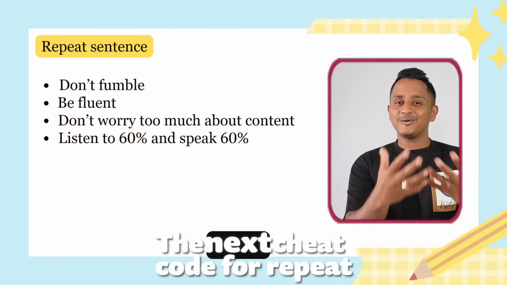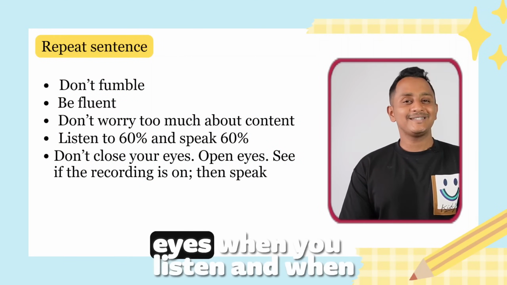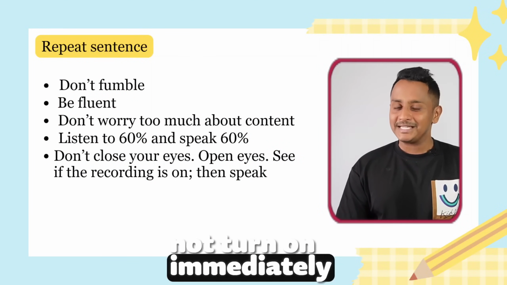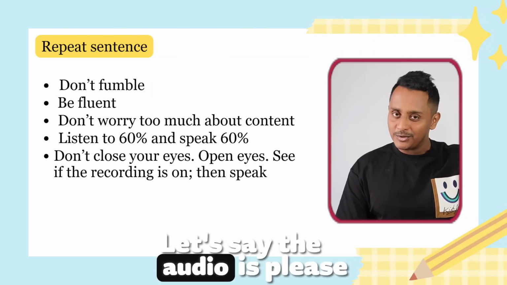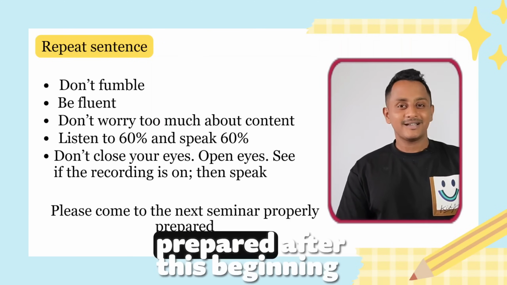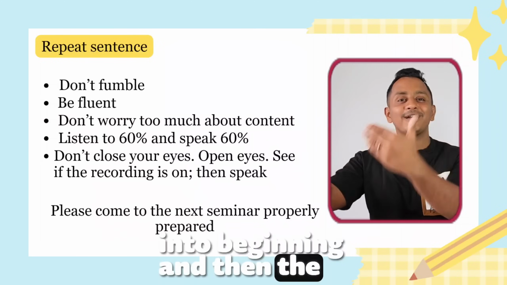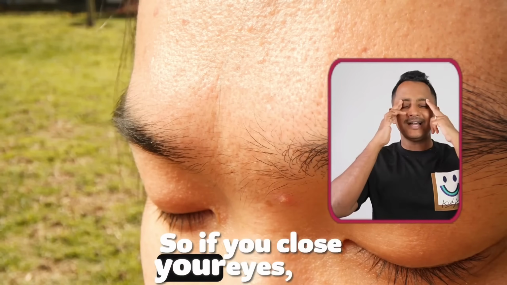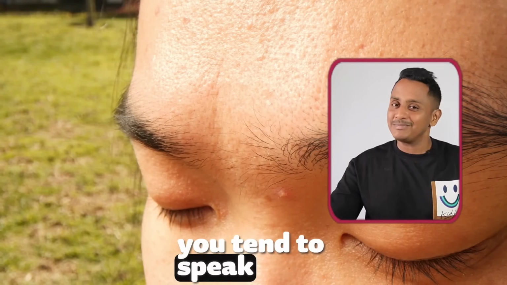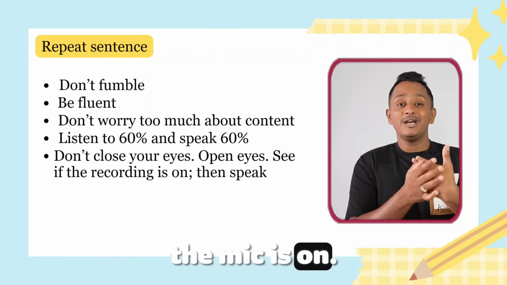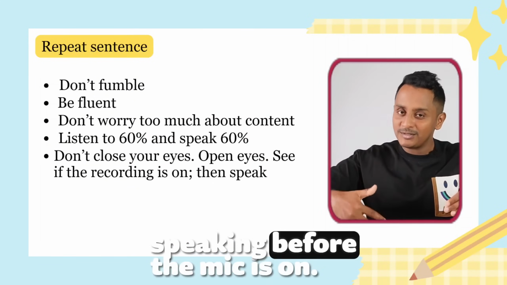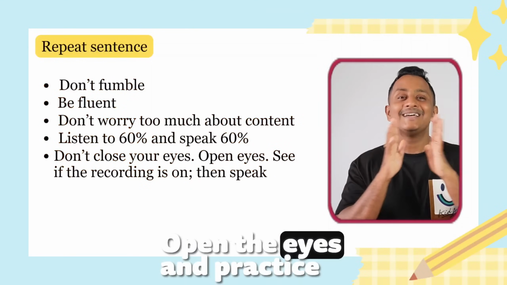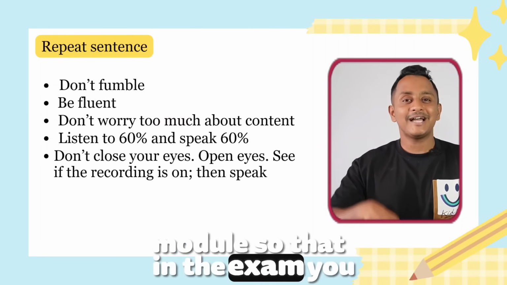The next cheat code for repeat sentences: don't close your eyes when you listen and when you speak. Remember, the mic will not turn on immediately once the audio ends. Let's say the audio is, "Please come to the next seminar properly prepared." After this, the recording will begin. A beep sound will not be there in repeat sentence. So if you close your eyes, you tend to speak immediately, or you would not even know when the mic is on. Most of the time people end up speaking before the mic is on. As a result, whatever they've spoken, nothing is recorded. Open the eyes and practice this module so that in the exam you do the same.